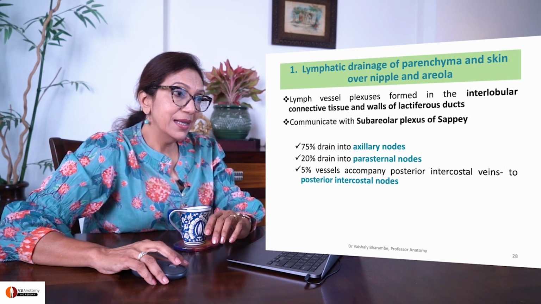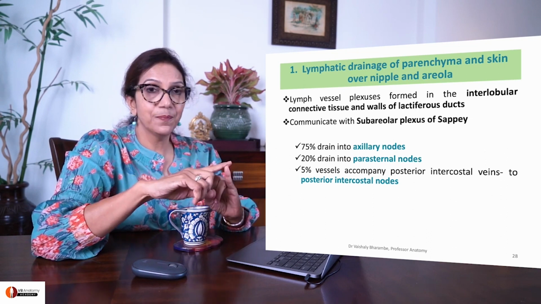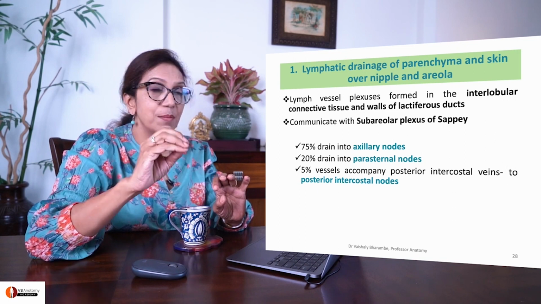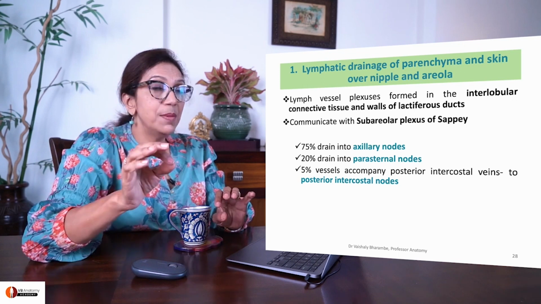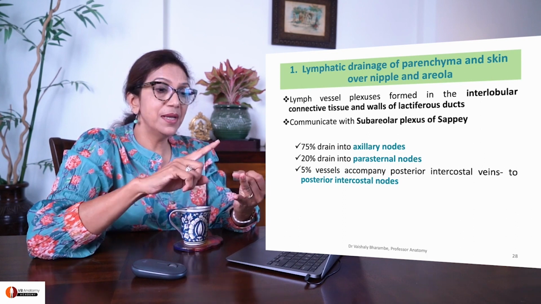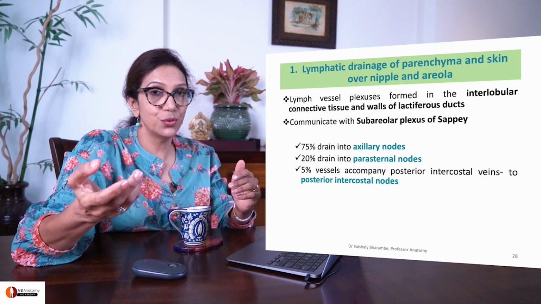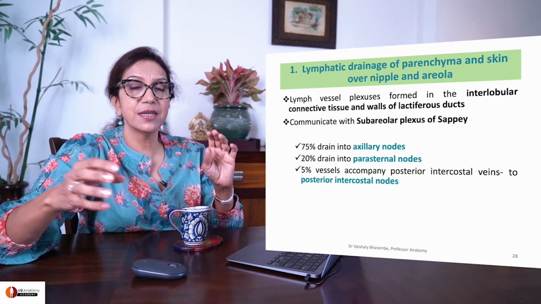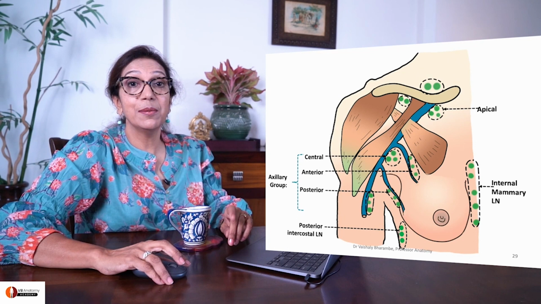So understand that the lymph forms plexuses within the gland. Lymph forms a plexus beneath the areola called the lymphatic subareolar plexus of Sappey. Remember, I asked you to remember it? Subareolar plexus of Sappey, and within the gland, some lymph plexuses. All this is the lymph you want to drain. How does it drain? And I've given you all this, 75% here, 20% there. You're going to wonder, ma'am, how to remember all this. Let's take a look at the image now.